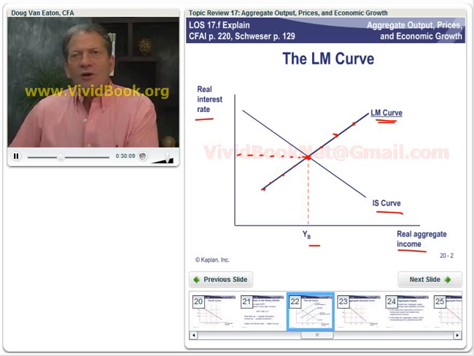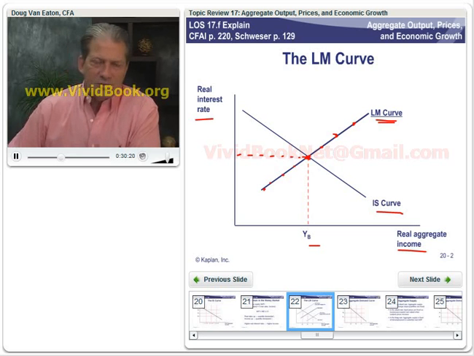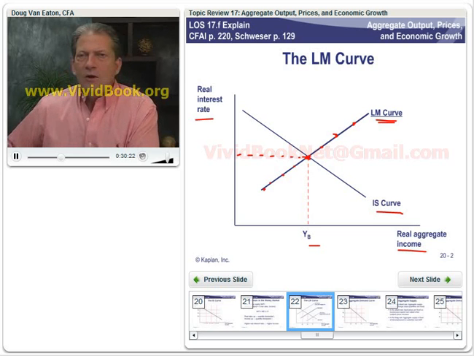So that's our LM and IS curve. I want your takeaway from this to be that the LM slopes up, the IS slopes down. And what have we held constant? Well, we've held the nominal money supply constant. In drawing that LM curve, we held the real money supply, M over P, constant.